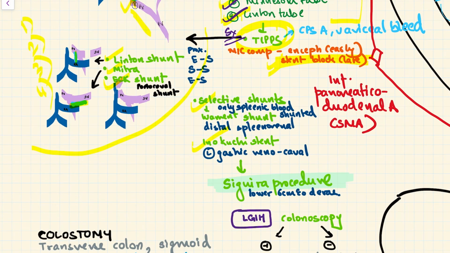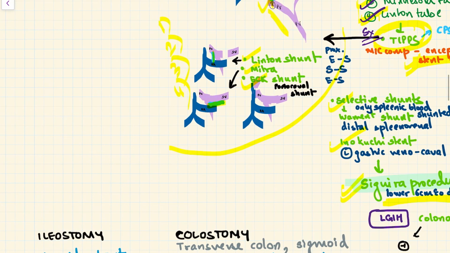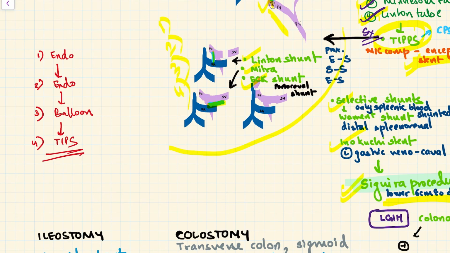Now if TIPS also fails, then we do the Sugiura procedure, right, which is devascularization of the lower 6 centimeters of the esophagus, right? So let us revise it. What we will do, the first would be endoscopy, okay? If it fails, then again endoscopy. If it fails, then we will put balloons like Sengstaken-Blakemore till the patient is transferred for a definitive surgery, and the best management would be TIPS, right?